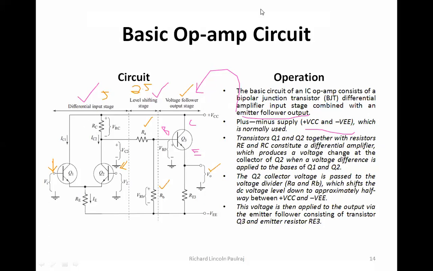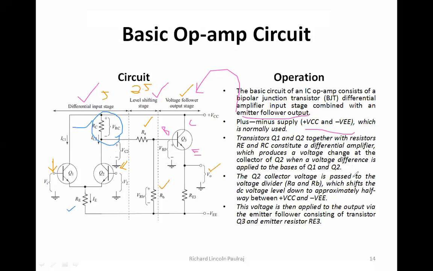You have seen RC, and then you have seen RE, which produces a voltage change at the collector of Q2. This is the voltage change that you see across resistance RC. Always, voltages will be across the resistor. So this is your VRC, the voltage across the resistance, and this resistance is across the collector of transistor Q2.